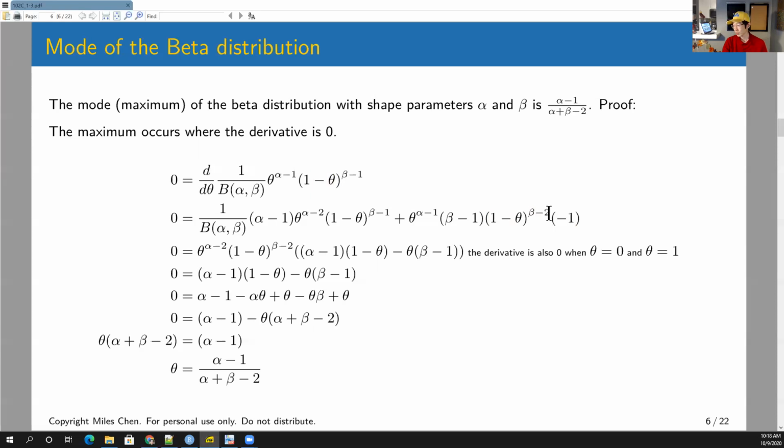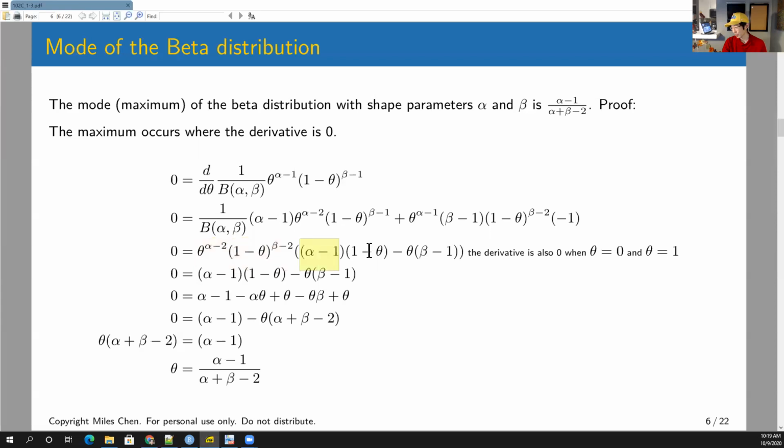Okay. And then if you rearrange, this is all just rearranging algebra terms here. This becomes, you can factor out of all of this. So I got rid of this, because over here is 0, so I can just ignore this constant. And out of this, you can factor out a theta to the alpha minus 2 and a 1 minus theta to the beta minus 2.